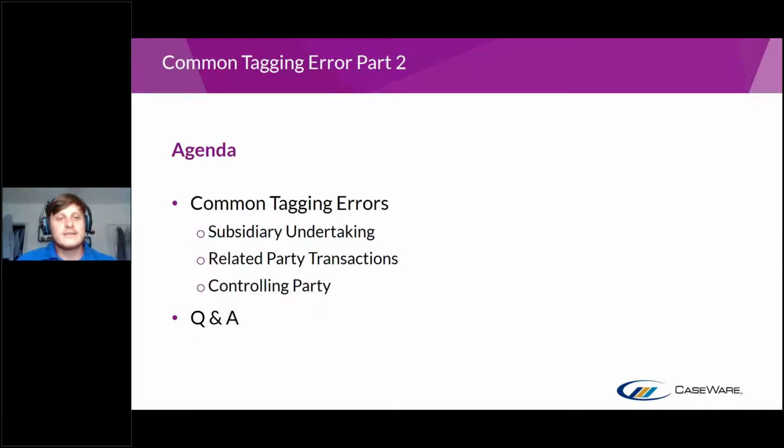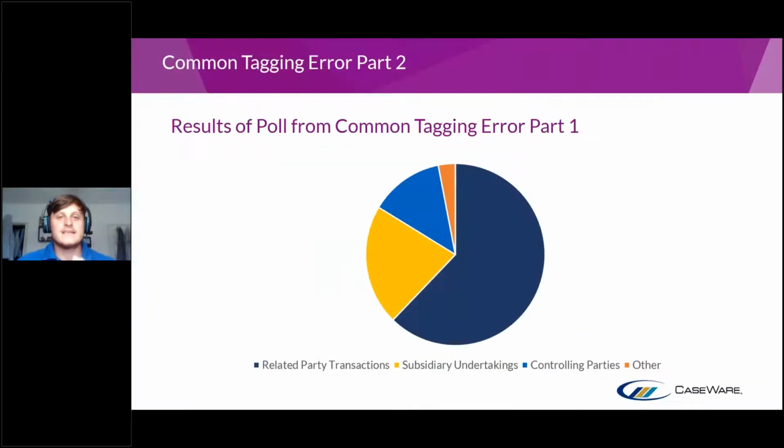Now, the reason why we're focusing on these 3 areas is simply as a result of the poll which we ran in the first Common Tagging Errors webinar. As you can see, over 60% of the people that attended the first webinar wanted to focus on the related party transactions, but that doesn't mean we're not going to have a look at the other ones as well.